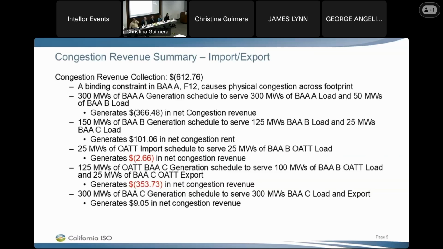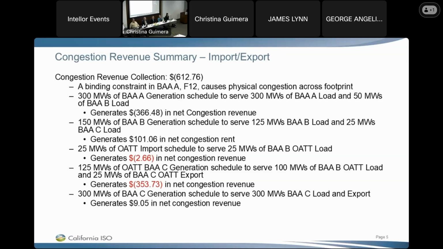I have 150 megawatts of BAB generation scheduled to serve 125 megawatts of BAB load, but there's also 25 megawatts of BAC load that was also served. Now that generates $101.06 of net congestion rent. And the reason is 25 megawatts is counterflowing against the 100 megawatts of OAT transfer from BAC to BAB.